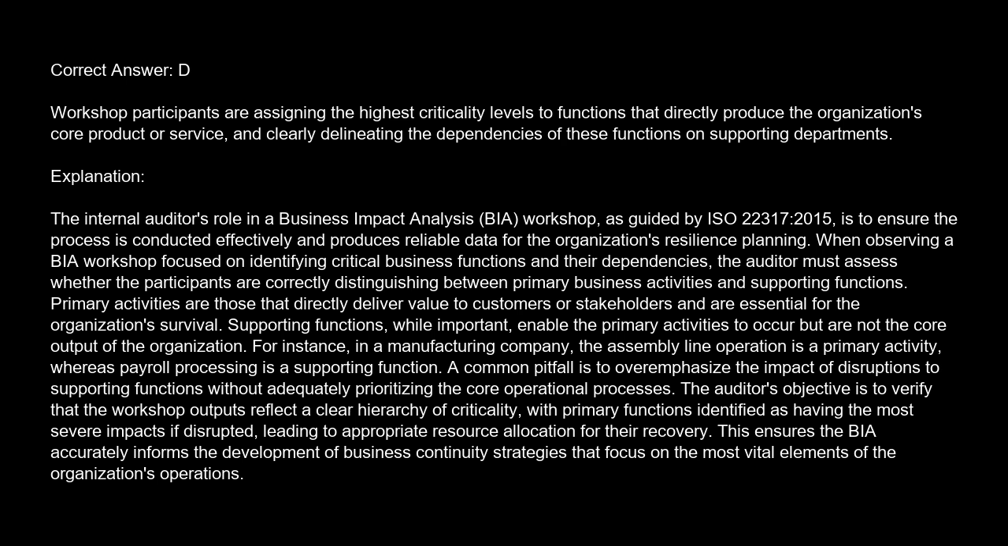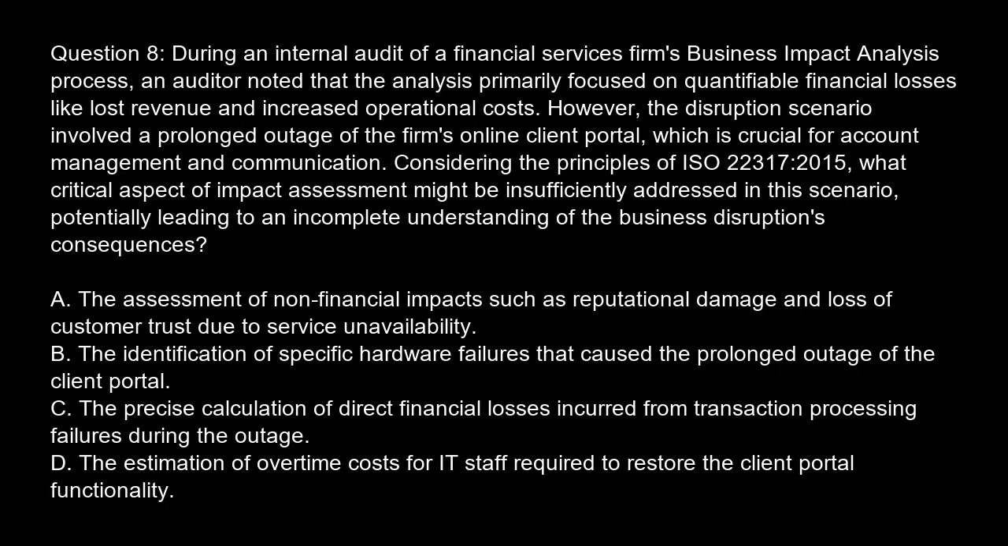For instance, in a manufacturing company, the assembly line operation is a primary activity, whereas payroll processing is a supporting function. A common pitfall is to overemphasize the impact of disruptions to supporting functions without adequately prioritizing the core operational processes. The auditor's objective is to verify that the workshop outputs reflect a clear hierarchy of criticality, with primary functions identified as having the most severe impacts if disrupted, leading to appropriate resource allocation for their recovery. This ensures the BIA accurately informs the development of business continuity strategies that focus on the most vital elements of the organization's operations.